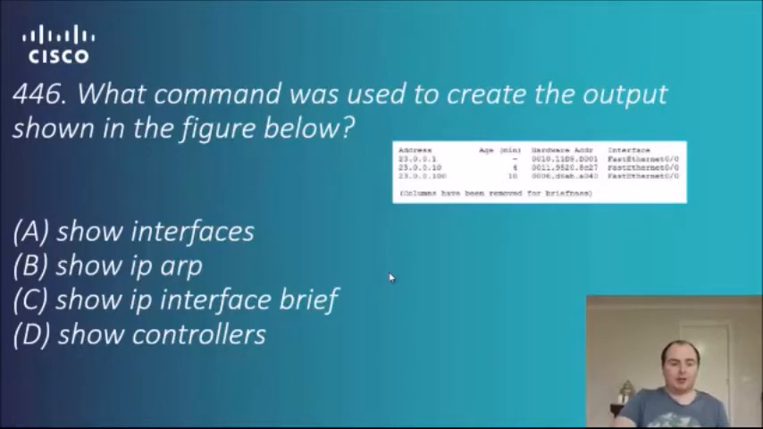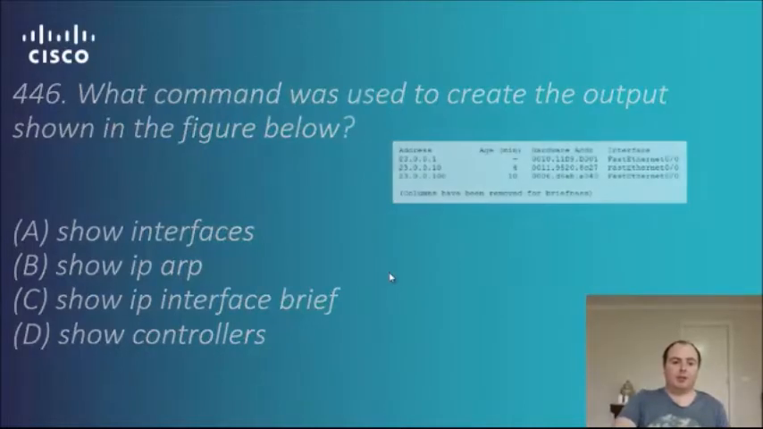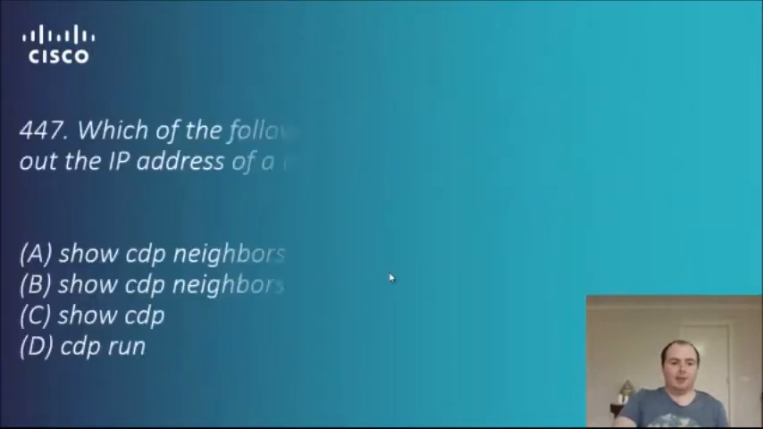446, what command was used to create the output shown in the figure below? And we've got show interfaces, show IP, show IP interfaces brief, and then show controllers. To get this information here, we just type in B, show IP ARP.